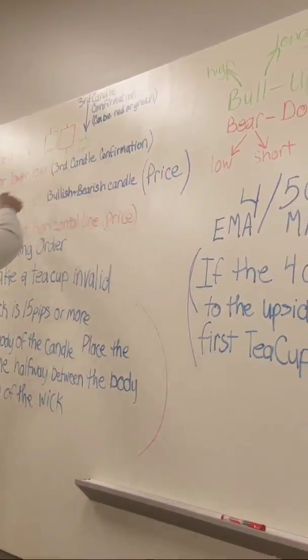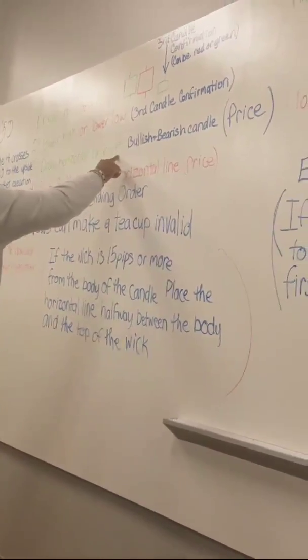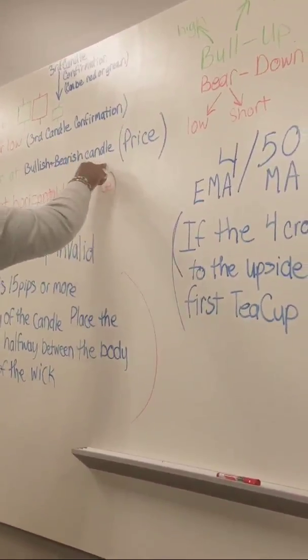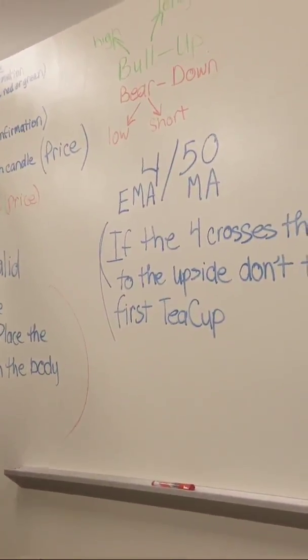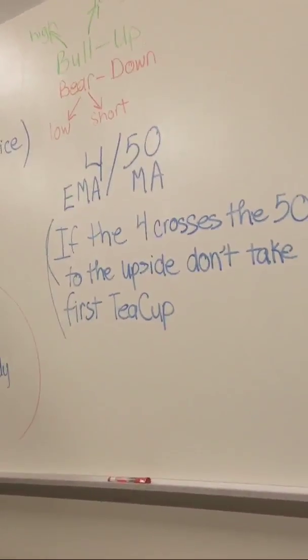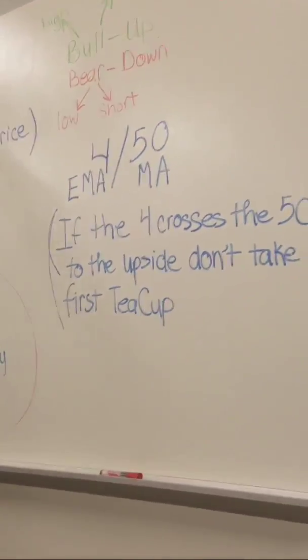Next, what we want to do is draw a horizontal line at the bullish and bearish candle, all the way over to price. So when you hit the horizontal line right here and place it right above there, it's going to go all the way over to price.